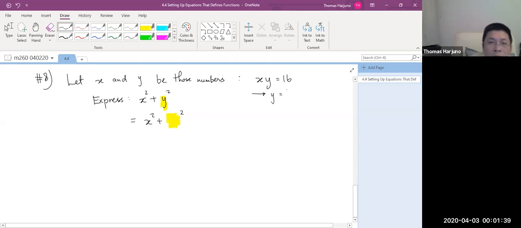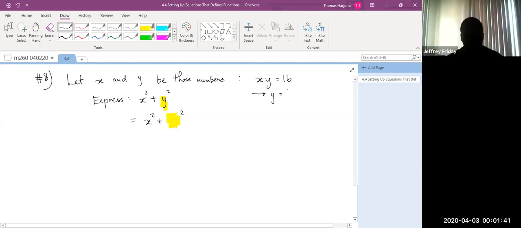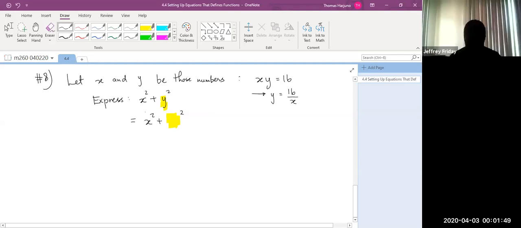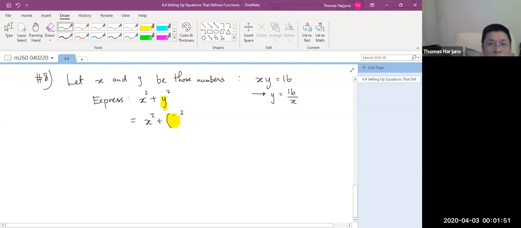16 divided by x. Oh, sorry. Yeah, divided by x, right? Okay, that's what I will put here, 16 over x quantity squared. Okay, that's what I use here.